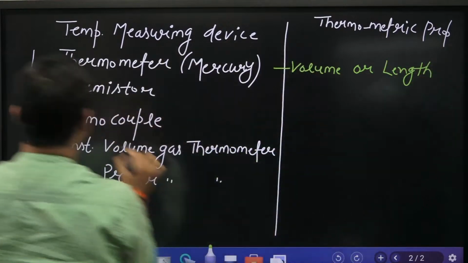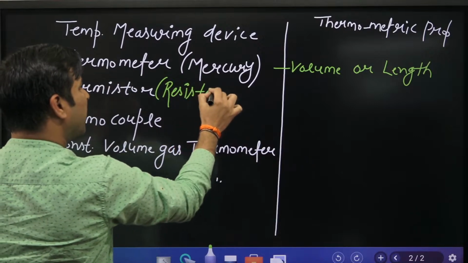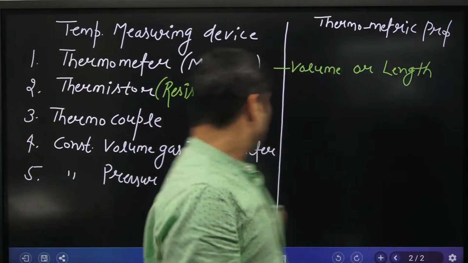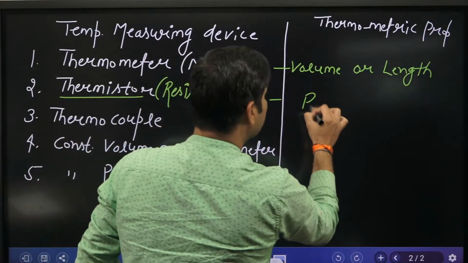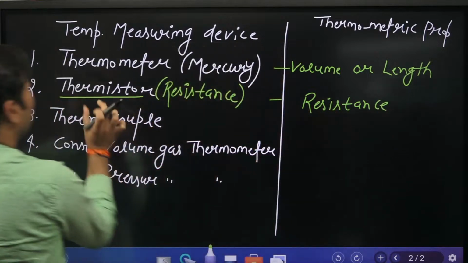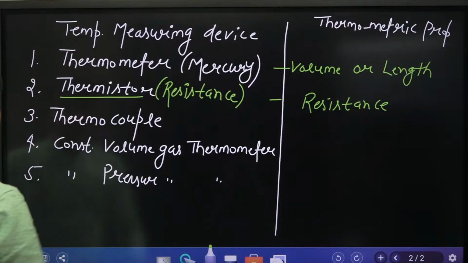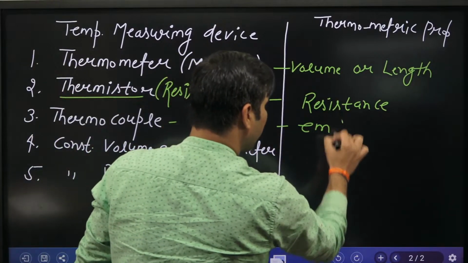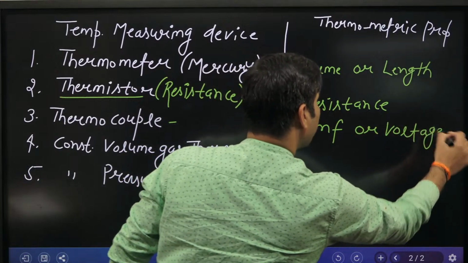सिमिलरली थर्मिस्टर को जो बोलते हैं, इसे बोलते हैं रेजिस्टेंस थर्मामीटर. क्या बोलते हैं? रेजिस्टेंस. थोड़ा थोड़ा ब्रीफ में बताऊंगा हाउ एक्चुअली दिस थर्मामीटर वर्क्स. ओके, आई विल टेल यू दैट आल्सो. सो थर्मिस्टर में थर्मामेट्रिक प्रॉपर्टी इज रेजिस्टेंस. इसको बोलते हैं रेजिस्टेंस थर्मामीटर. Thermistors are also known as resistance thermometers. Similarly, in a thermocouple, EMF or voltage is the thermometric property.